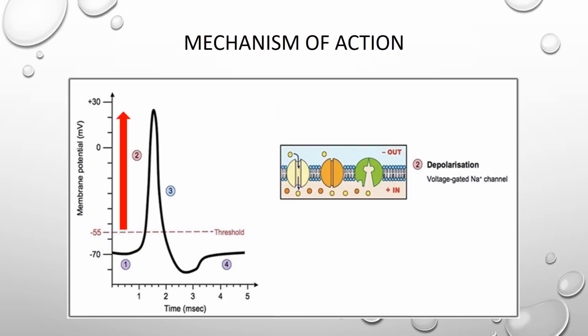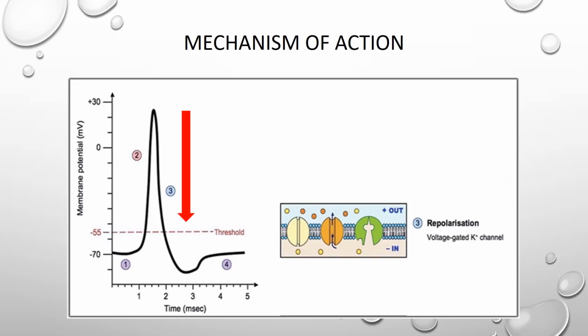Upon reaching threshold, the action potential is set in motion and cannot stop until completion. The neuron rapidly depolarizes with the influx of sodium ions via voltage-gated sodium channels until reaching its peak. This process is denoted in the picture above as step 2 of the action potential. Upon reaching its peak, the membrane potential begins to repolarize or become more negative.